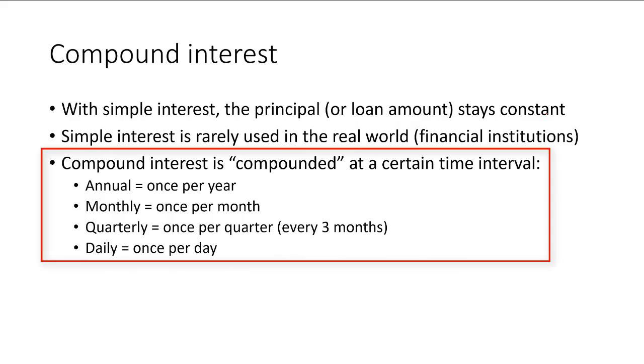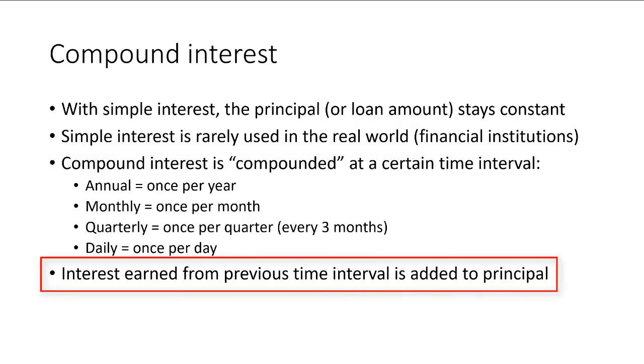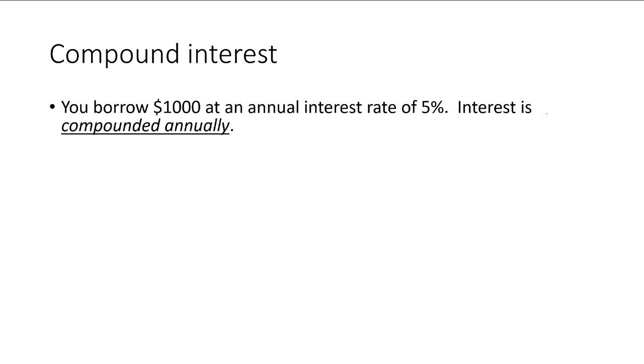Compound interest is interest that is compounded at a certain time interval. We can compound annually, monthly, quarterly, or daily. So once per year, once per month, once per quarter, which is every 3 months, or once per day. The interest earned from the previous time interval is added to the principal, and so the principal will actually grow in an exponential fashion. Let's take a look at this.